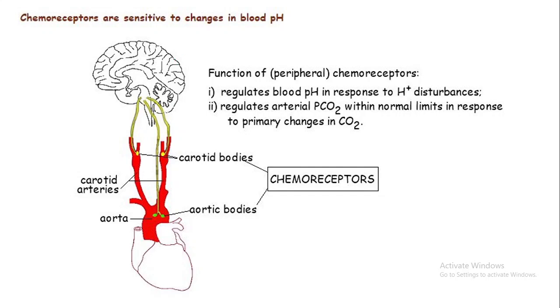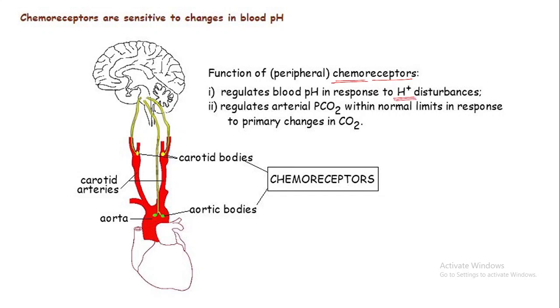Function of peripheral chemoreceptors. Chemoreceptors are chemical receptors. Here pH, acid and base, are the chemicals telling the brain that the blood is not in its normal range, so please do something. So what does the brain do? It regulates the blood pH in response to H+ disturbance.